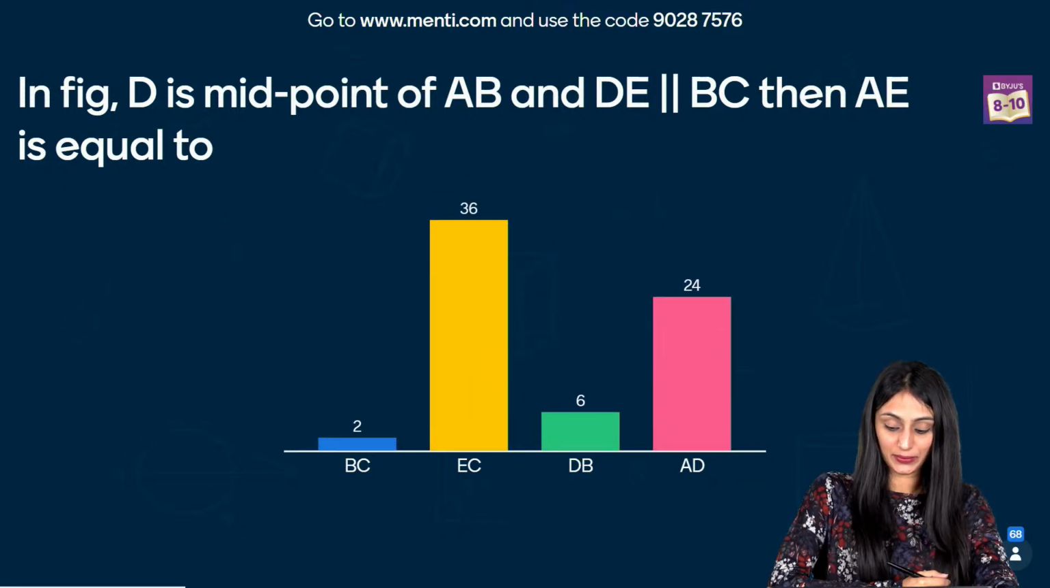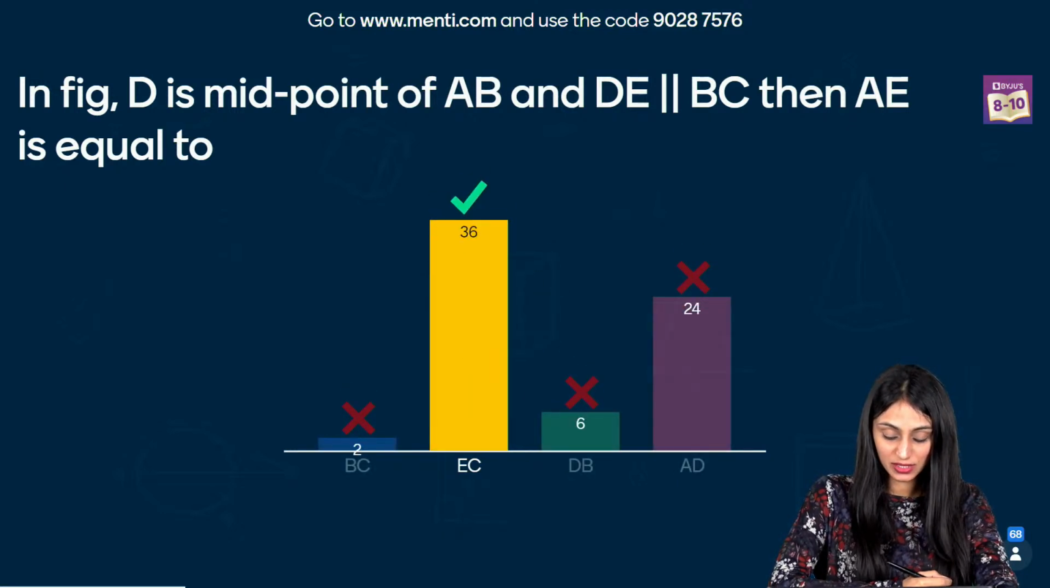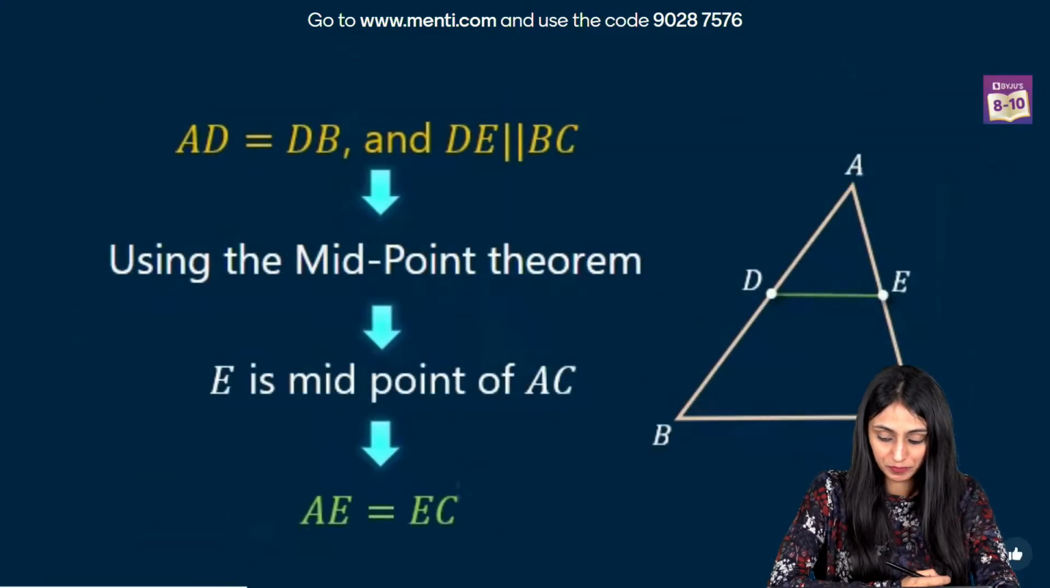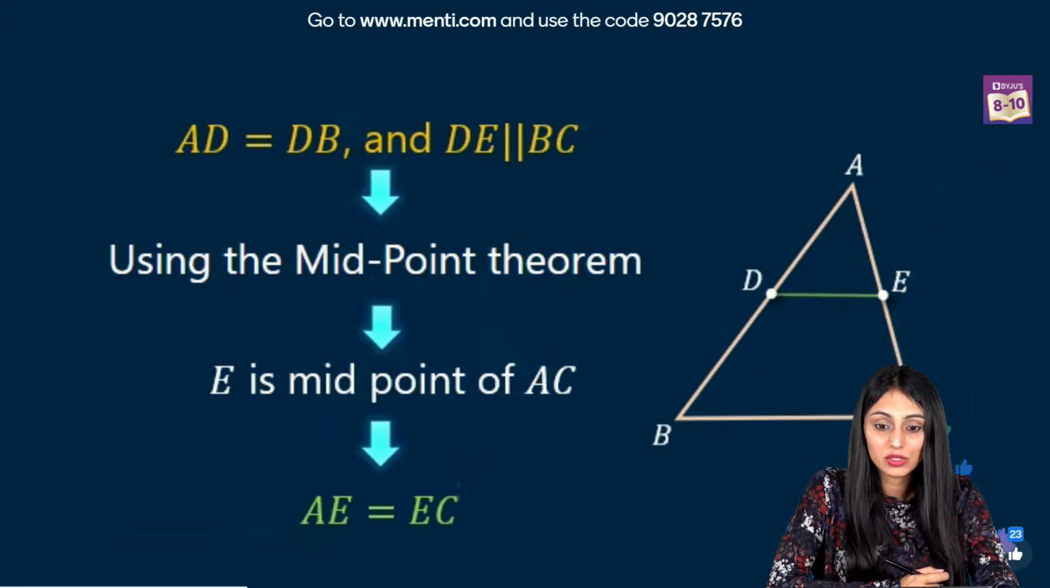Time is up. Mixed answers are here, but some are saying it's EC, some say it's AD. Few students are saying it's DB and some are saying it's BC also. Mixed answers. Why? Okay, let's see the correct solution. So AD and DB are equal and DE was parallel to BC, right? So according to the midpoint theorem, E would be the midpoint of AC, right? So that means if E is the midpoint of AC, we can say that AE is equal to EC.